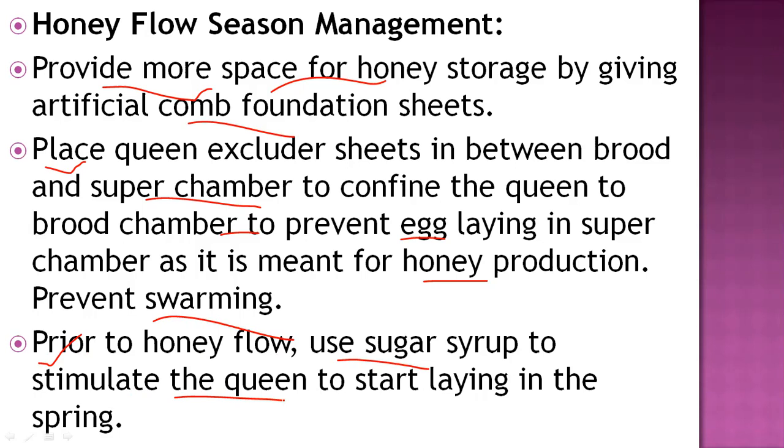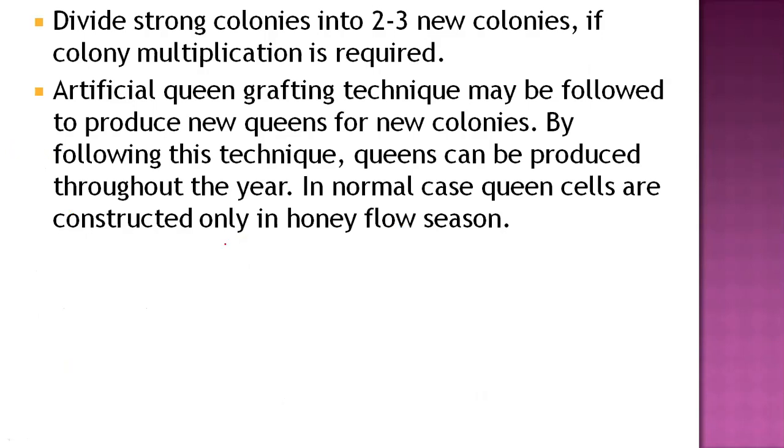That is why it's required. Now, if a strong colony has developed, we have to divide it and develop 2 to 3 new colonies if colony multiplication is required. At that time, we have to follow these practices for new colony development. And in that case, artificial queen grafting techniques may also be followed to produce a new queen.